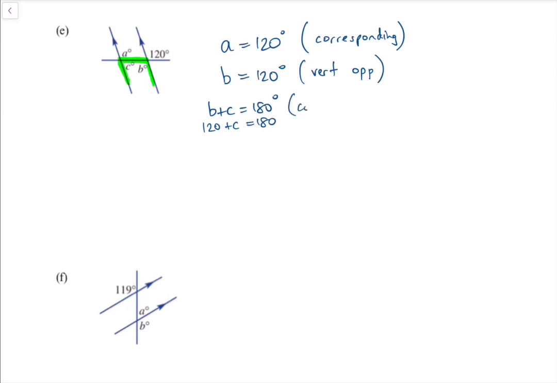Now, why were they adding up to 180? I use the C shape. They're co-interior. I need to give my reason. Let's minus 120 to both sides. So C equals 60. 180 take 120 is 60.